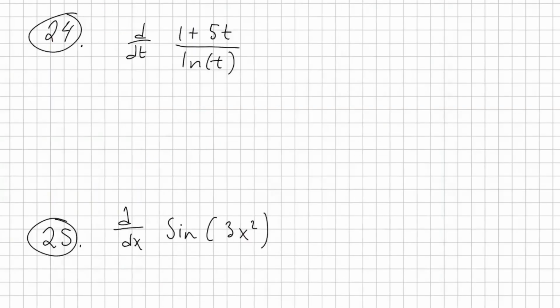So for question number 24, it asks us to take the derivative of (1 plus 5t) over the natural log of t. For this, we're going to be using the quotient rule. And we're going to follow the steps right now.